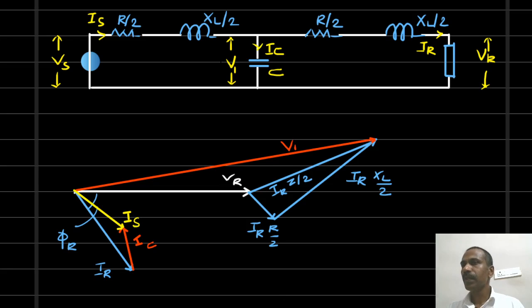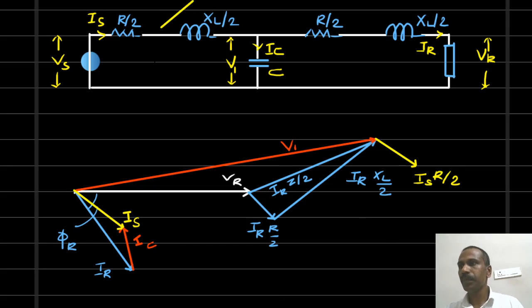We got V1. Now we have to find out Vs. Vs is equal to V1 plus the drop across the resistor plus the drop across the inductor. This is V1. The drop across the resistor should be in phase with the current. This is the direction of current IS. So the voltage across the resistor should be drawn in the direction of IS. This is the voltage across the resistor. It is current into resistance. That should be in phase with the current IS.